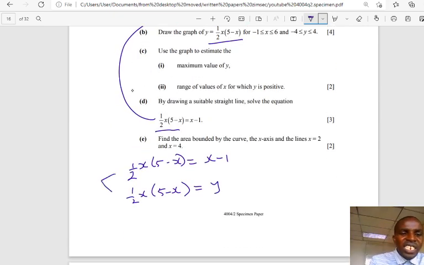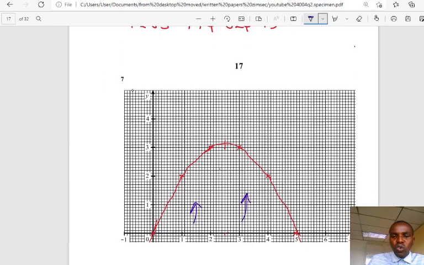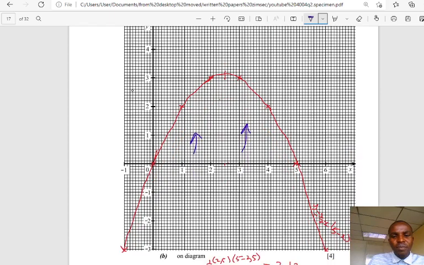Then this left side is the same, which means the right side must be the same. So y equals x minus 1. So what you do is draw the line y equals x minus 1. Let's go to our graph to draw the line y equals x minus 1.